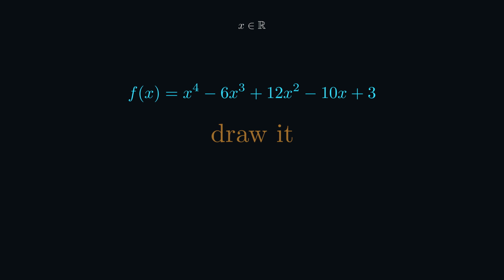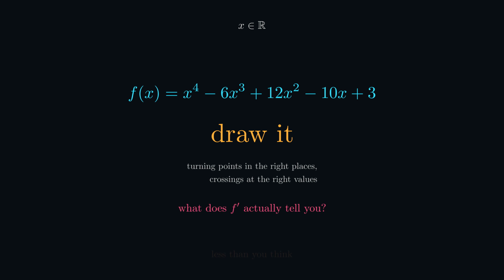Here is a quartic. X to the fourth minus 6x cubed plus 12x squared minus 10x plus 3. The letters are real numbers throughout this episode. X runs over all of the reals. Nothing is restricted to integers. Nothing is complex. Your task is to draw it.